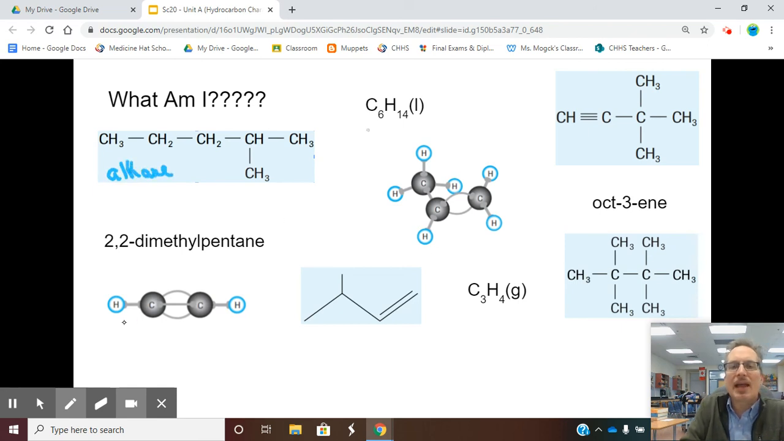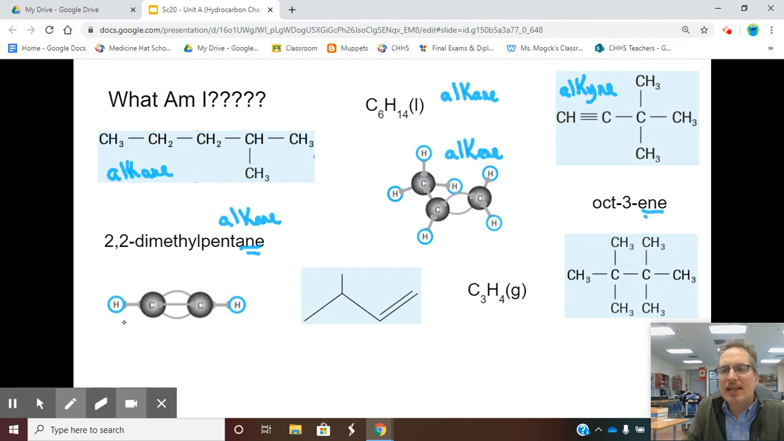this is going to be an alkane. C6H14, twice as many plus two. This is also going to be an alkane. Ooh, triple bond. Alkyne. Pentane, an -ane ending, will be an alkane. Double bond. This makes this an alkene. -ene ending makes this an alkene. Ooh, triple bond. That makes this an alkyne.